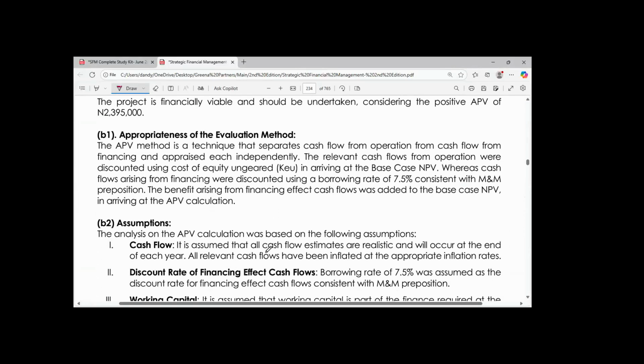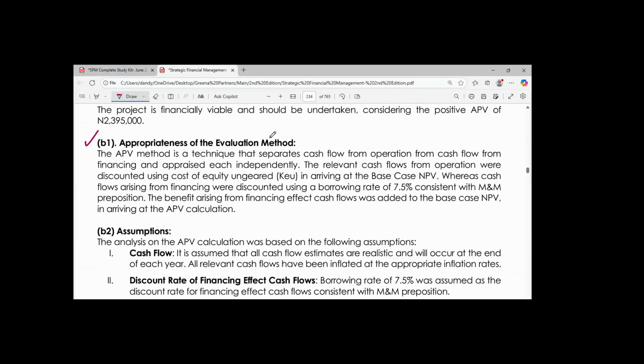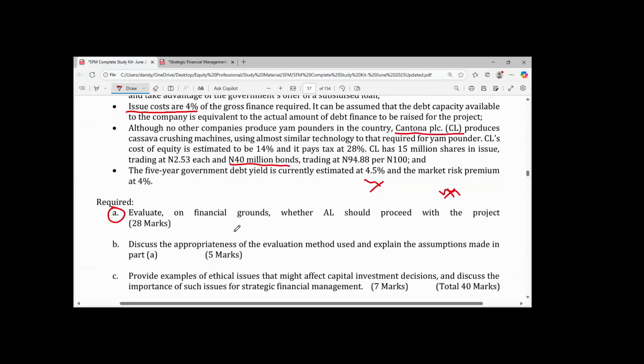So that number B, this is my response to the number B. Examiner is asking you, according to the question, to discuss the appropriateness of the evaluation method used and explain the assumptions made in part A.